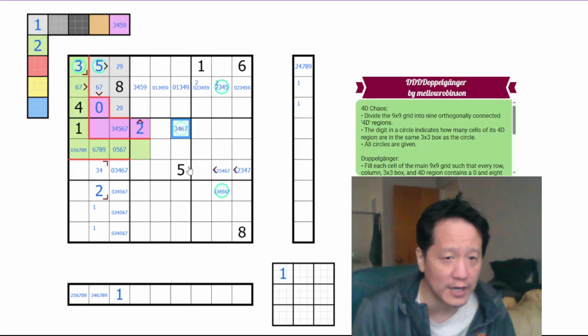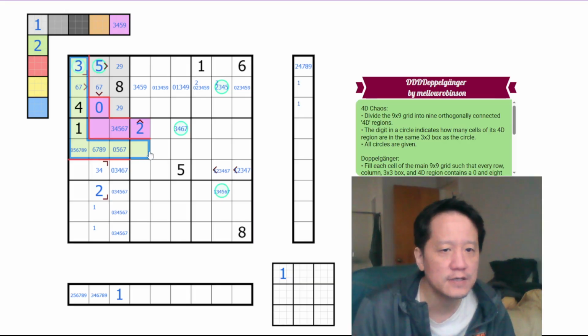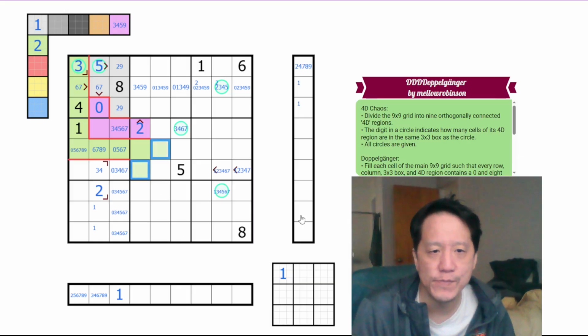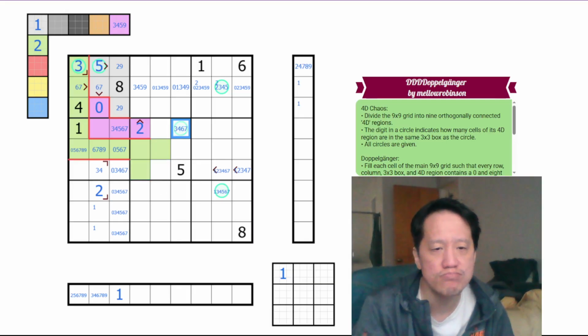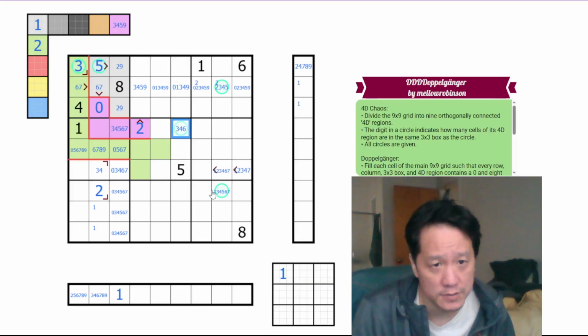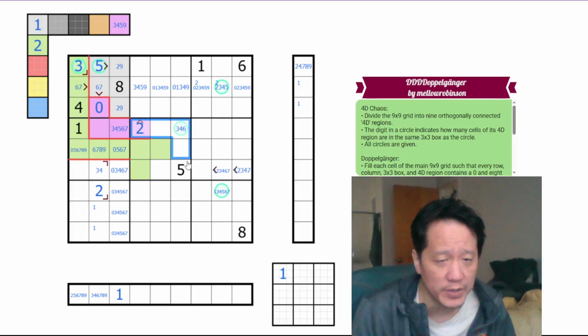Can this be 7 anymore? The answer is no, because we have 1, 2, 3, 4, 5, 6, 7, 8, 9. Right? 5, 6, 7, 8, and then one of these is green. Which means this can't be 7. So it could be 6 still. If it's part of pink, that could work.